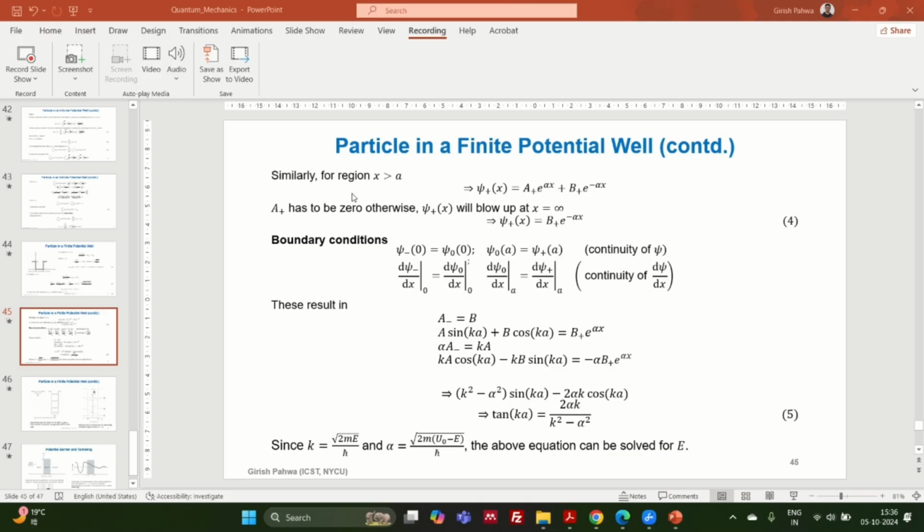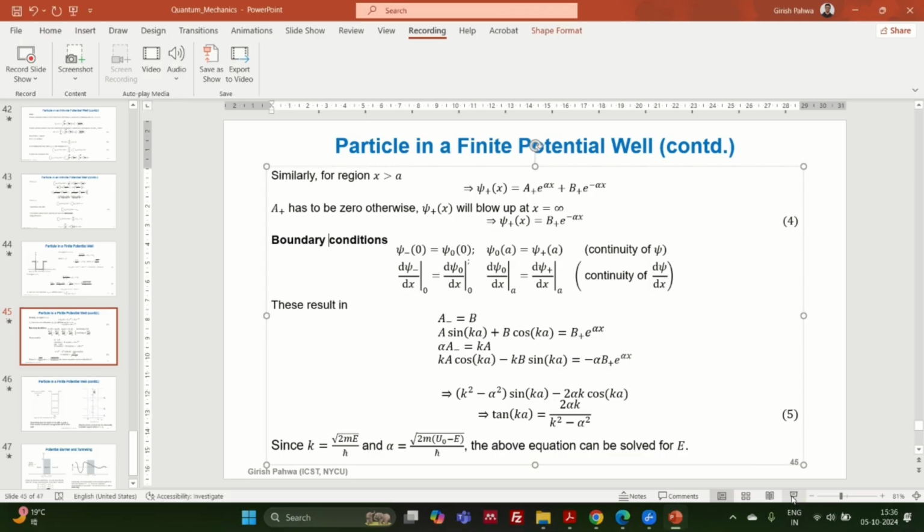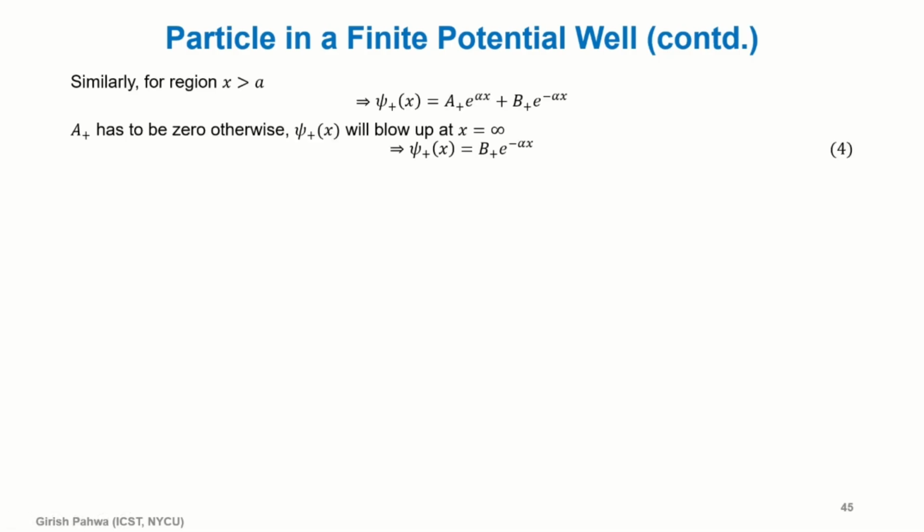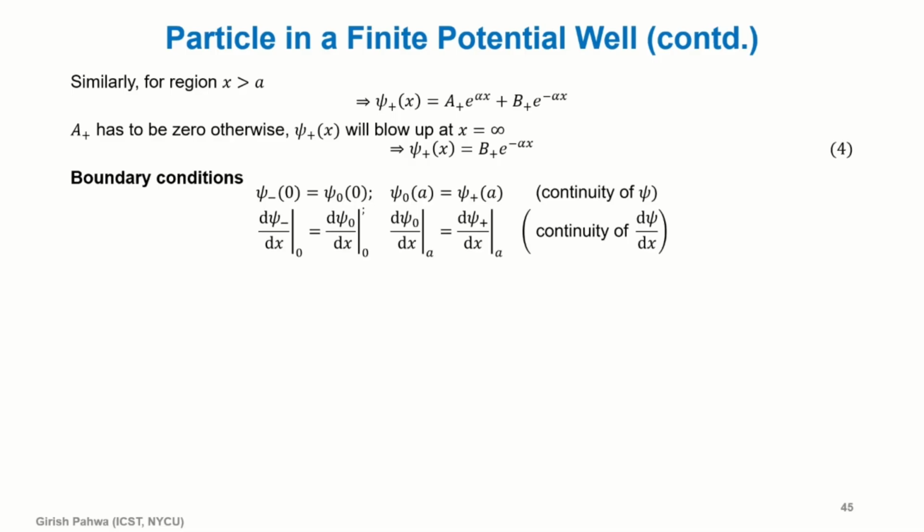So we have to apply the boundary conditions, and we have seen in case of an infinite potential well what kind of boundary conditions we applied. At x equal to 0 and a, the wave functions were 0, but the same boundary conditions we can't apply here because it's not 0. So the wave function may not be 0 at x equal to a and 0. So what kind of boundary conditions can we apply then? These are the boundary conditions that we apply.